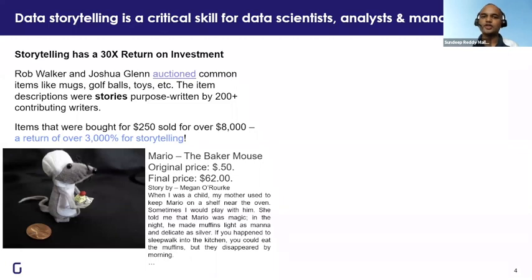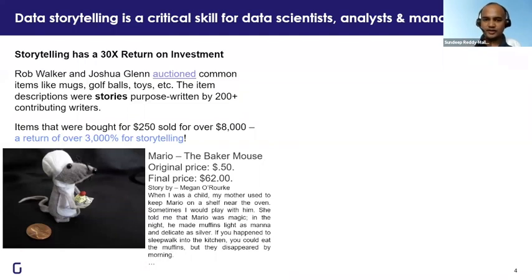Rob Walker and Joshua Glenn conceptualized this idea of taking everyday items that they purchase for X price and having a group of 20 or 30 writers write a very engaging story about each product, and they put all these products up for auction. When they spent $250 buying these products and attaching stories to them, the total value of the products when they were auctioned off was $8,000, which is like a 3,000% return based on one factor, which is adding stories to that.